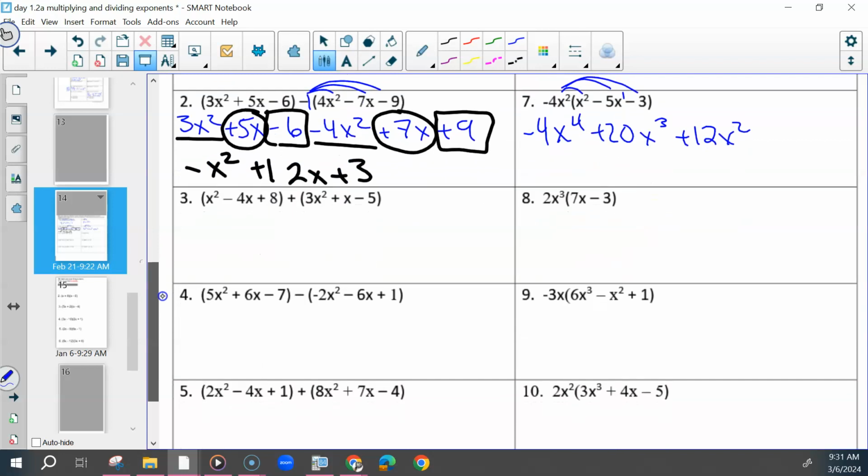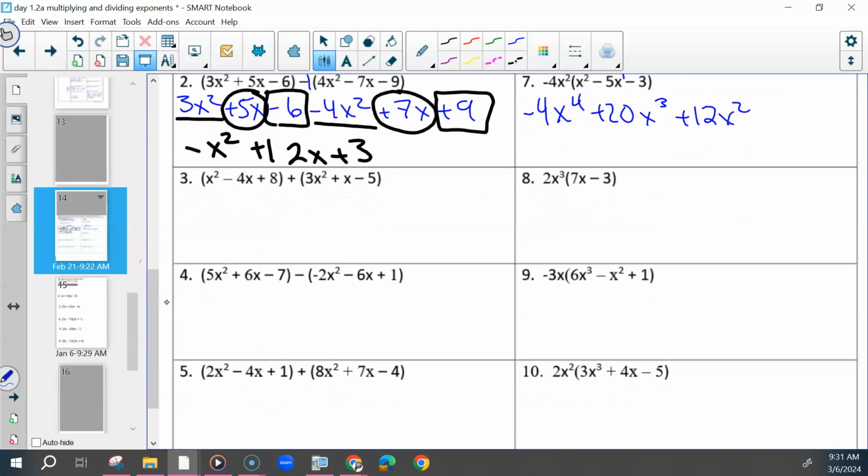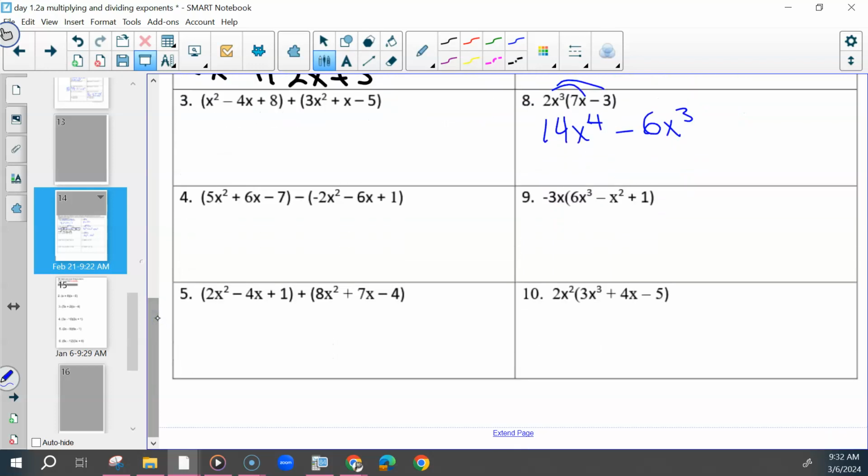Okay. Let's do 8, and then we'll do any you guys want to see go over. So if I were to distribute the 2x cubed, what would that give us? 14x to the 4th minus 6x to the power. Are there any others we want to see or do from 9 or 10?